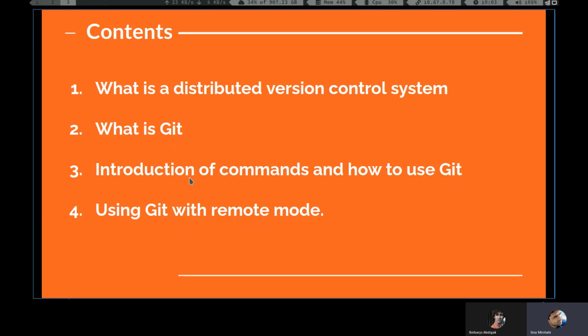And then we will go a bit practically with the commands, how to use Git, like last week we talked about how to use SVN. And then we will go through how to use Git with remote mode, like that website Helix Hub, but we have an alternative which is more famous. It is called GitHub. I will explain all of them. So I just wanted you to know these main four stages of this week.